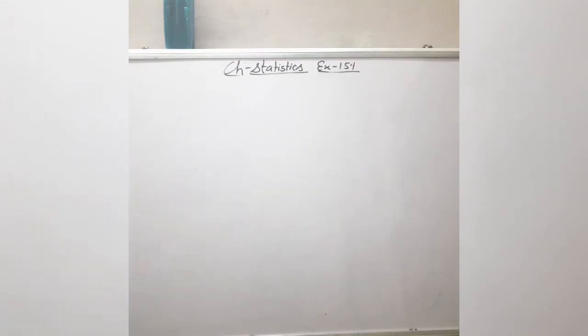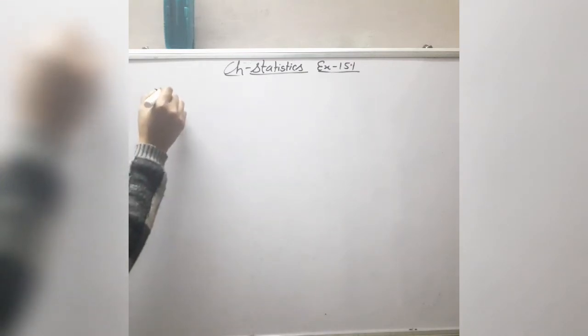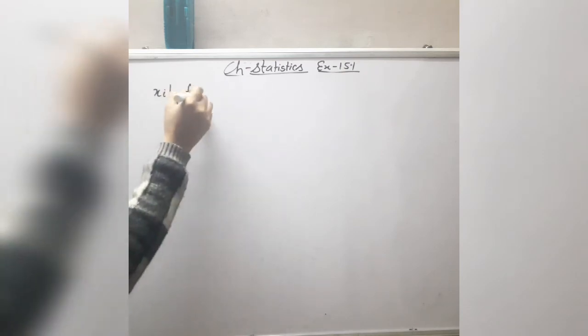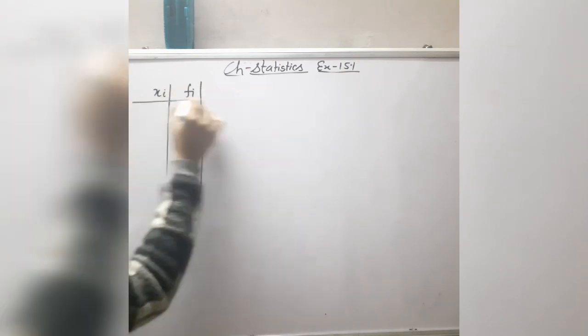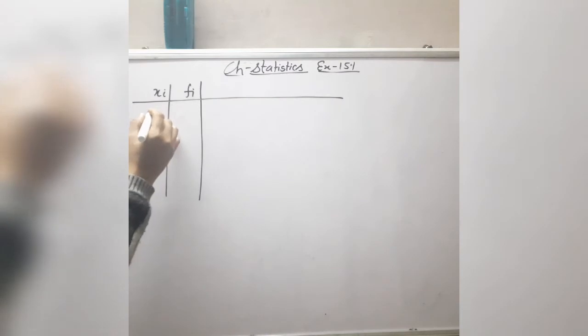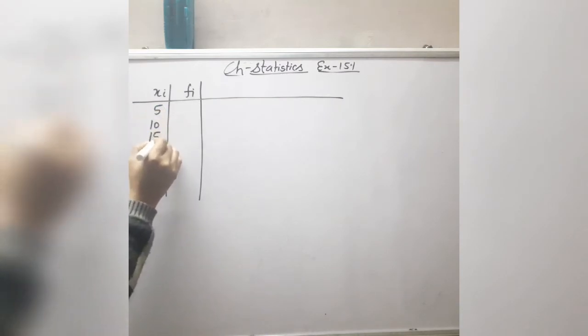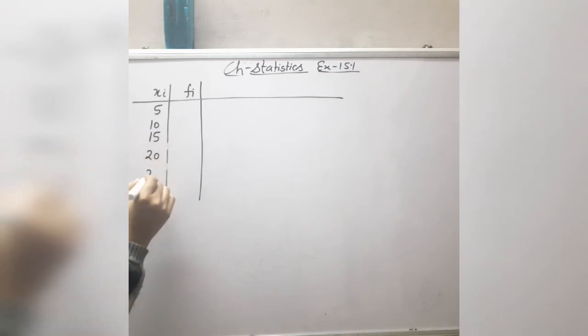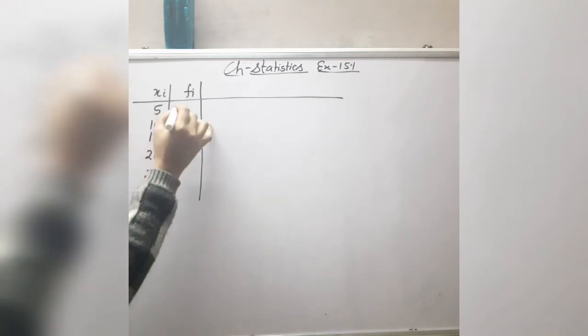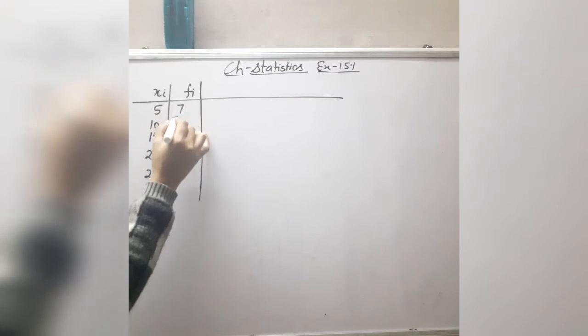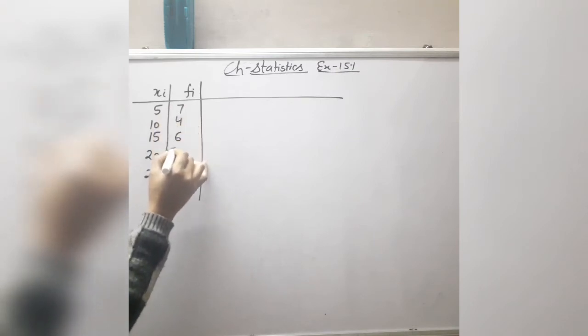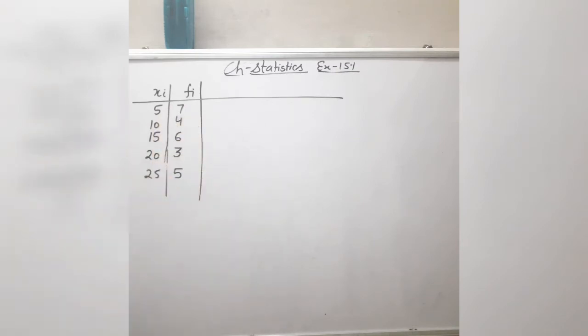Now in question number 5, xi and fi, these two are given to you. So firstly we will make this table. Xi is given to you as 5, 10, 15, 20, then 25. Fi is 7, 4, 6, 3 and 5. Now in this grouped data we will find the mean deviation.